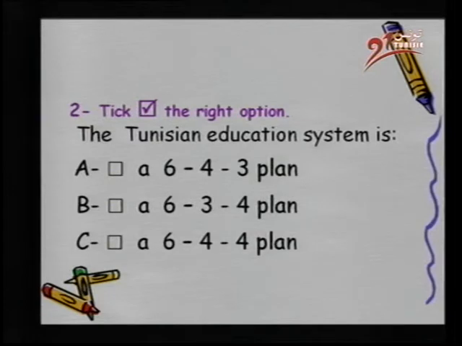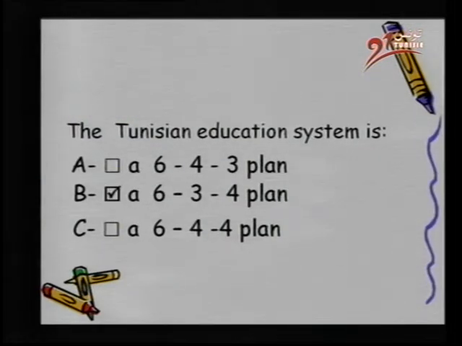So I read again then. Is it a 6-4-3 plan? Is it a 6-3-4 plan? Or is it a 6-4-4 plan? Of course, the right answer is number B. The Tunisian education system is a 6-3-4 plan.